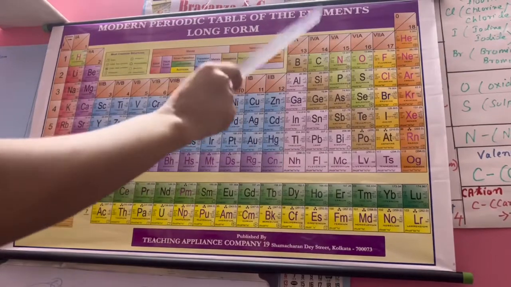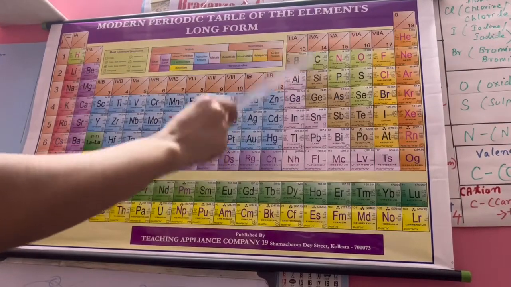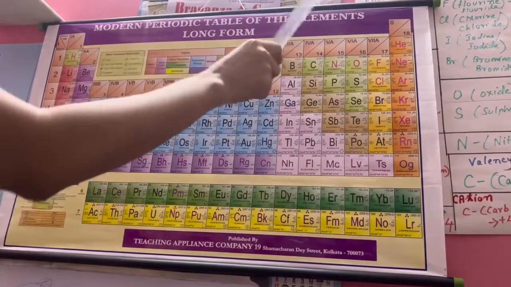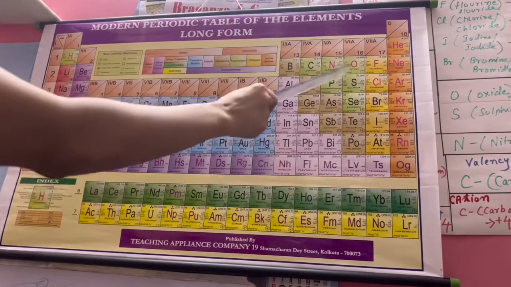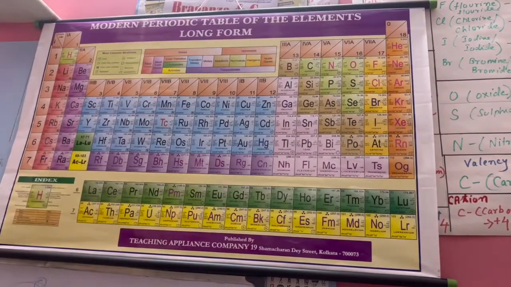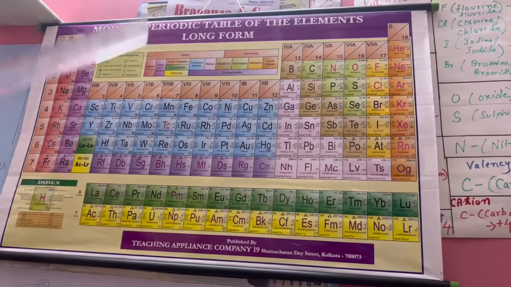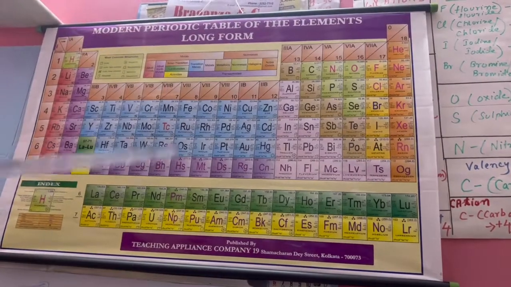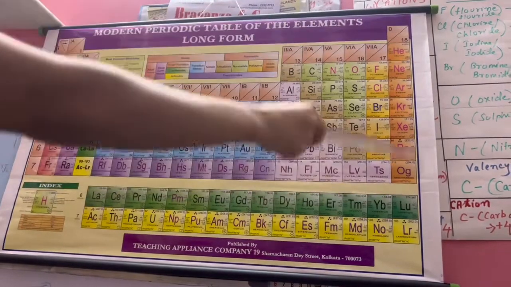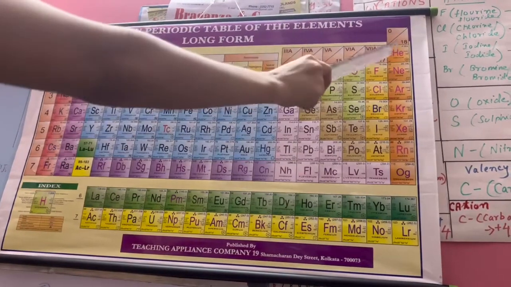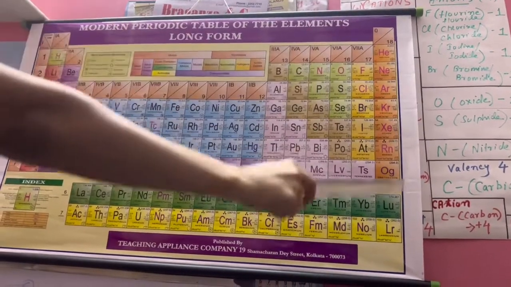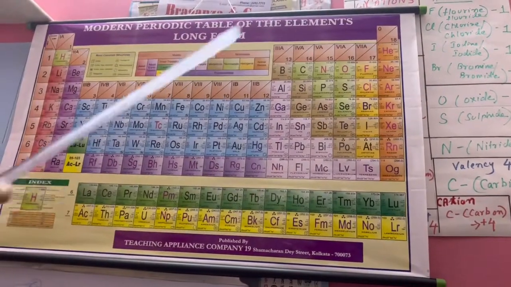Group 15, they have got 5 electrons in the outermost shell. So in order to complete their octet rule, they want to accept 3 electrons. Therefore, the valency is 3. Group 16, valency 2 because they want to accept 2 electrons. Group 17, they want to accept 1 electron and therefore the valency is 1, in case of the halogen group. Group number 18 has got 8 electrons. In case of helium, it is only 2 electrons and the rest will have 8 electrons in their outermost shell.